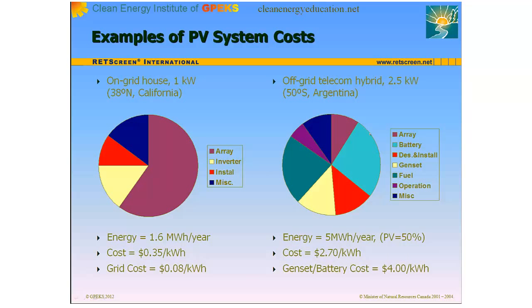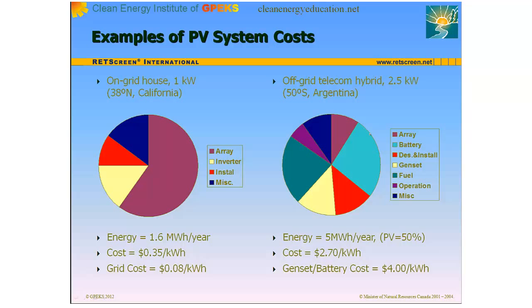Examples of PV system costs. Photovoltaic system costs vary greatly depending on location and application. To convey a sense of their costs, this slide compares two very different systems. The first is an on-grid home in California, USA. It has a 1 kilowatt roof-mounted array connected to the grid by an inverter. For this system, the purchase of the array accounts for about 60% of the total cost of installing and operating the system over its entire lifetime. The inverter is responsible for about 15% of the life cycle cost, and installation another 10%.